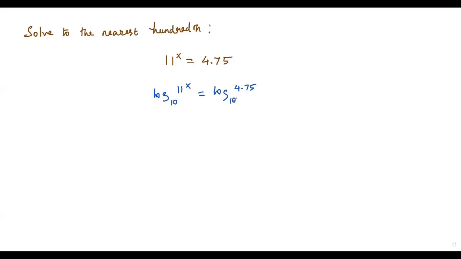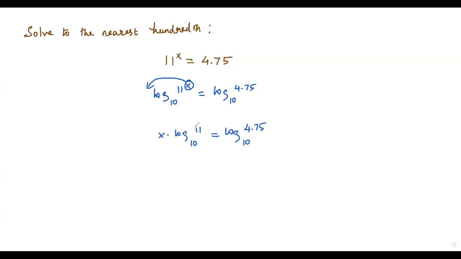Now I have to use the properties of logarithms and solve for x. When I look at the argument of the logarithm on the left side, it is exponential. Whenever the argument is exponential, the exponent can be moved in front of the logarithm using the power rule of logarithms. So this x can be moved in front and multiplied by the logarithm: x times log 11 to the base 10 equals log 4.75 to the base 10.